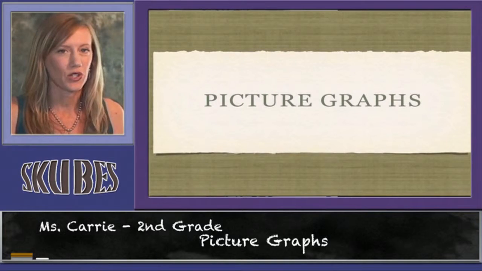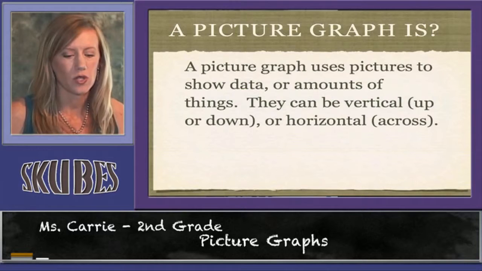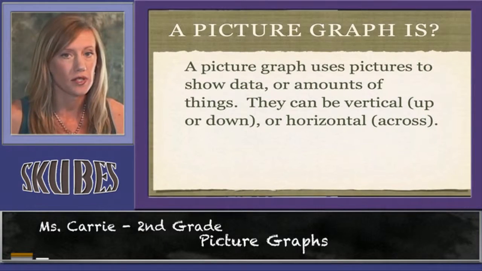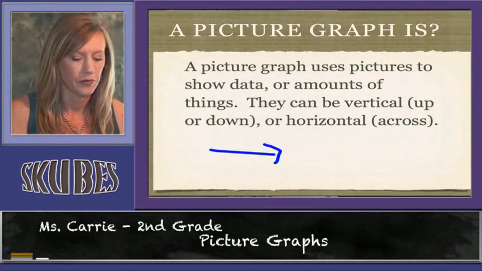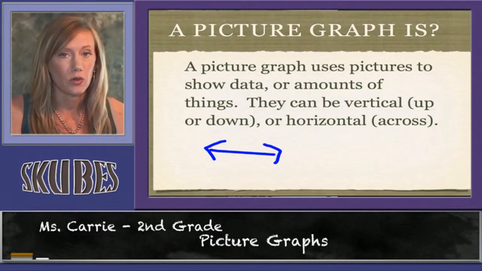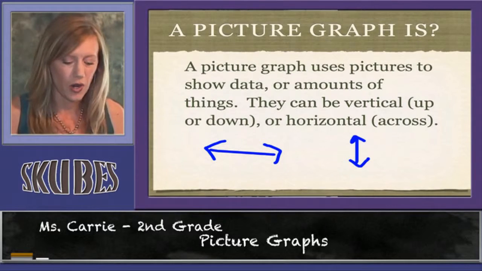This lesson is on picture graphs. A picture graph uses pictures to show data or amounts of things. They can be horizontal, which means across, and they can be vertical, which means up and down. Let's take a look at a picture graph.